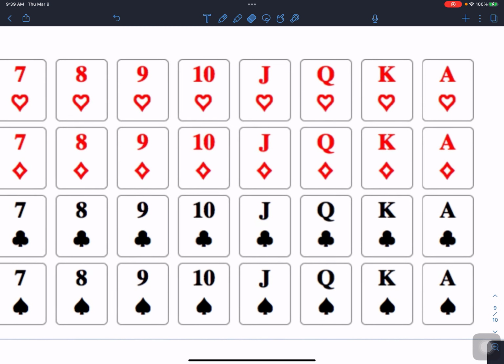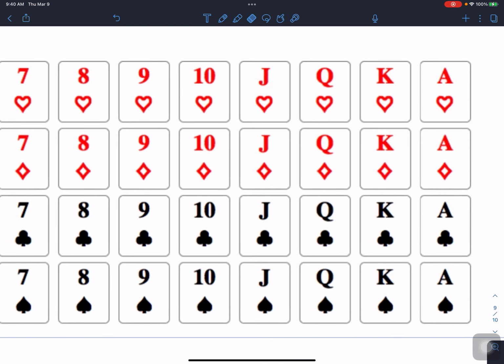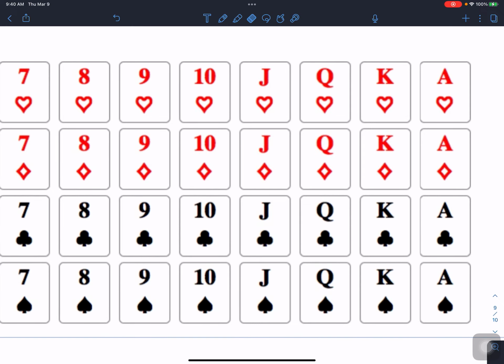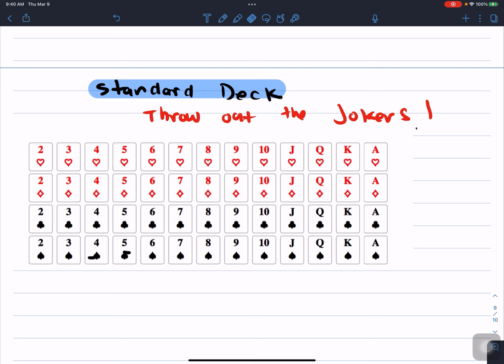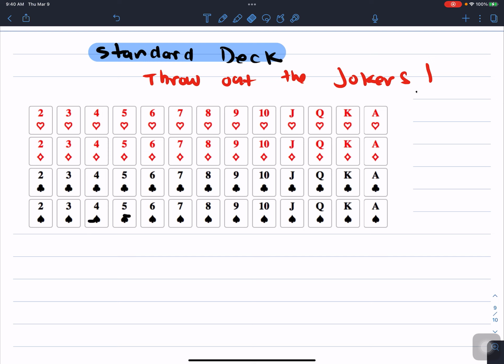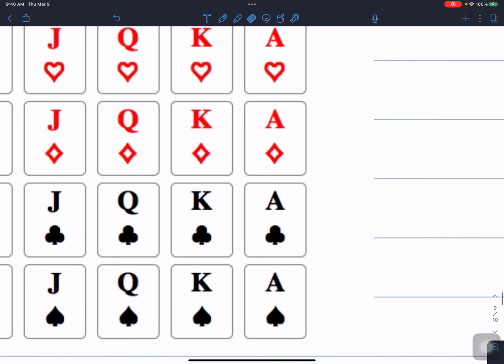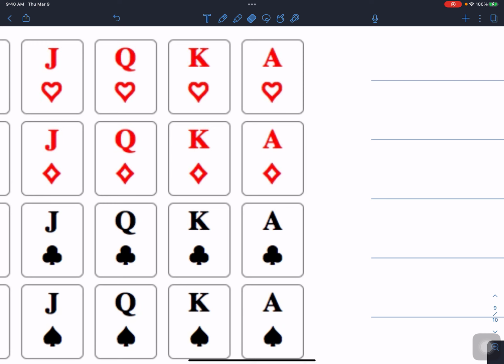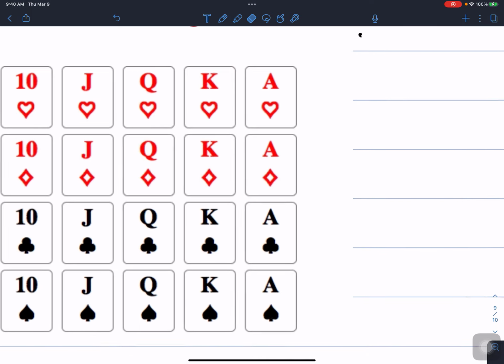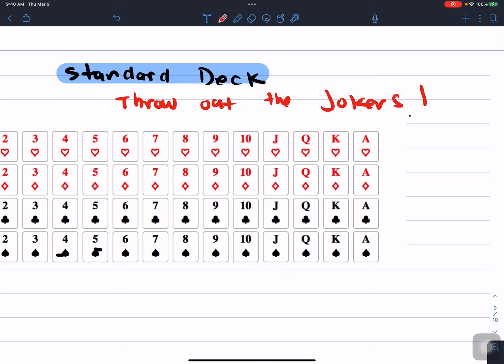That's the first thing. Sometimes people say, oh, are they the same? No, you're throwing out the jokers. Another thing, I'm not sure if I mentioned this to you guys. This is going to be a factor. Where is your ace located? Which cards are the aces? These A's, those are aces. They're above the king, to the right of the king. That means the ace is high. Ace is high.